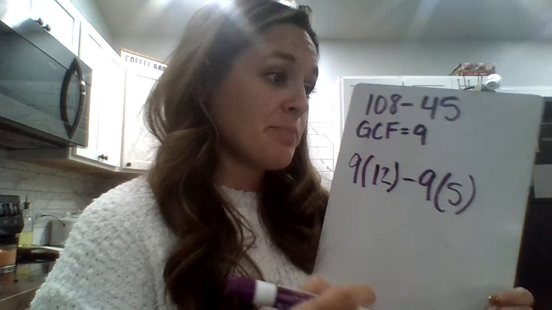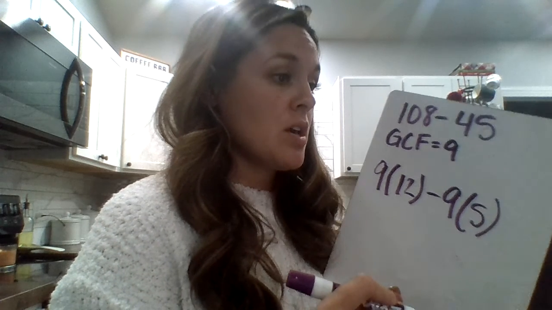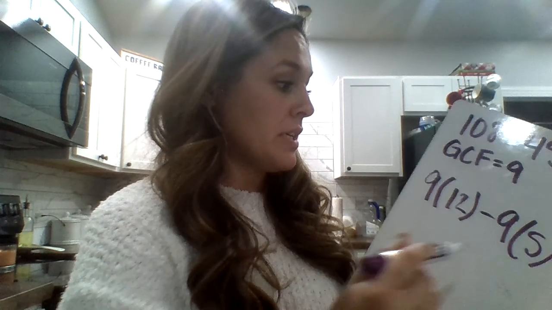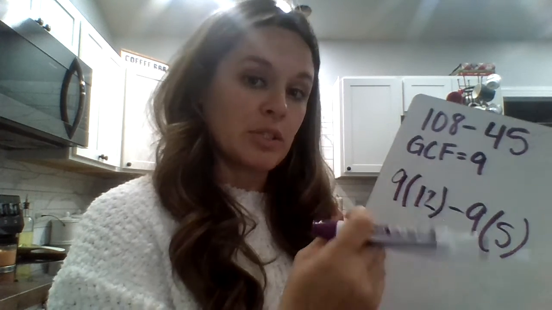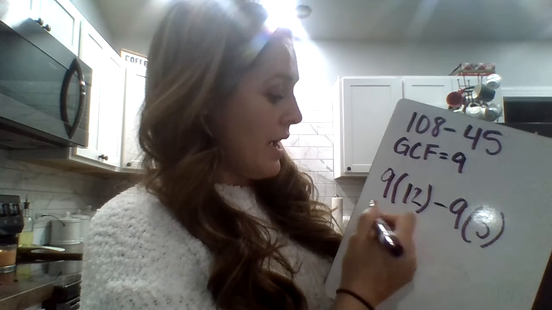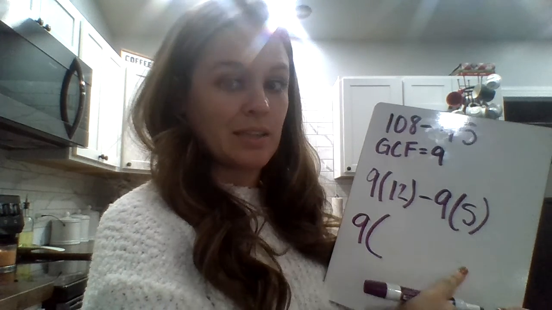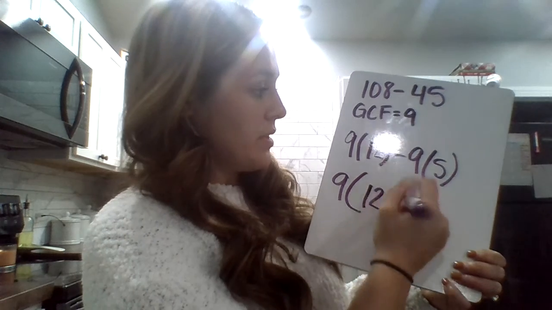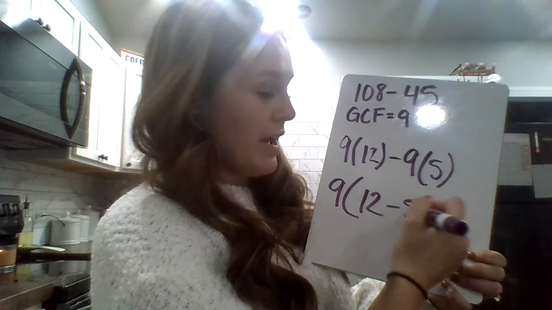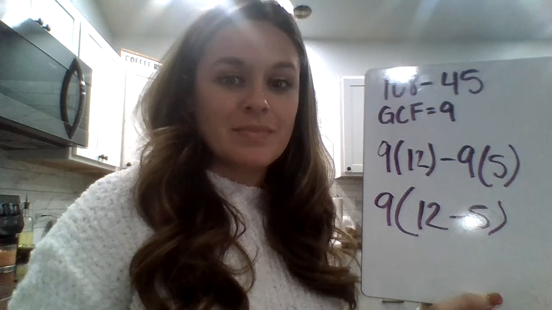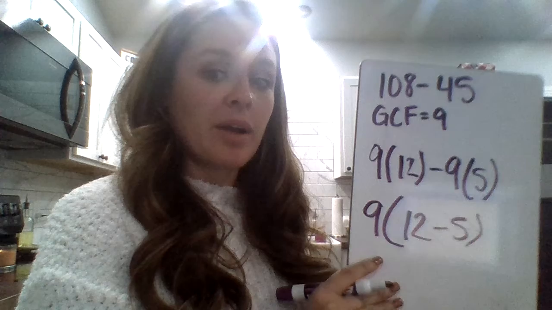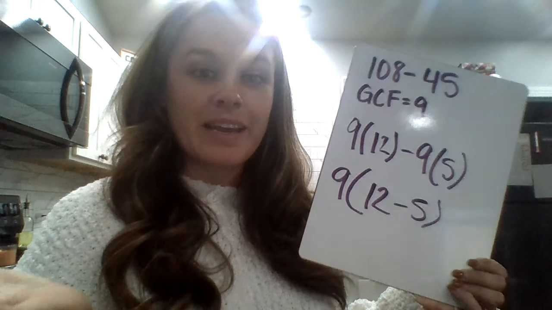The next problem wants you to put it all together as 1. So the 9 would go on the outside, and these 2 numbers are going to go inside the parentheses. So we'd have 12, keep your sign, and 5. And the very last problem wants you to just solve it. And I'll leave that one for you.